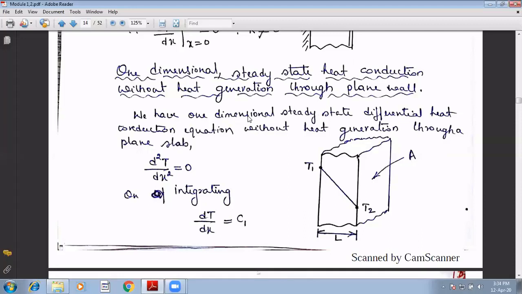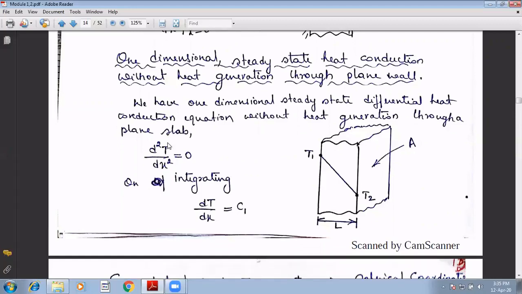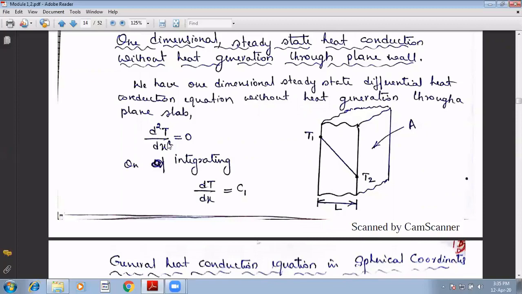Now, once we understand the boundary conditions, we can apply them to one-dimensional steady state heat conduction without considering heat generation, through a plane wall. We have noticed the one-dimensional heat conduction equation without heat generation for steady state will be d square T upon dx square is 0.